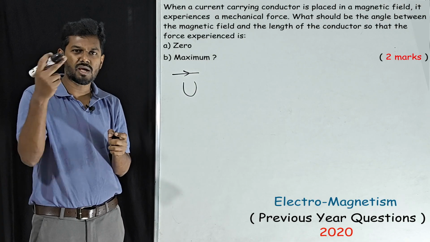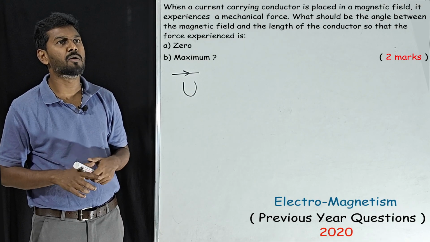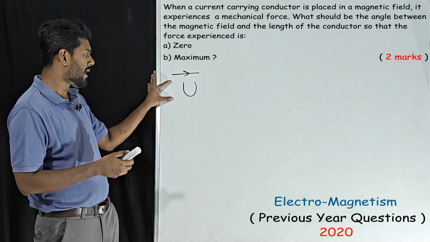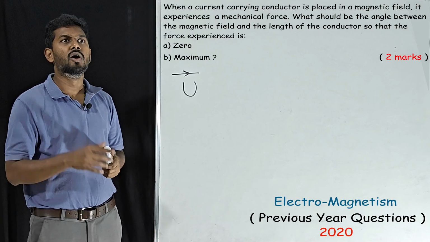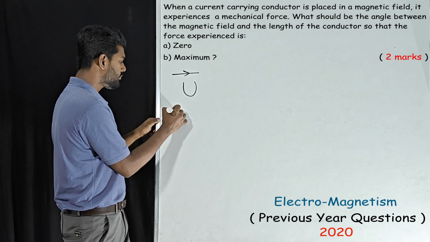That is how DC motor works, correct? So what should be the angle between the magnetic field and the length of the conductor? That means, what is the angle between the magnetic field and the electric field? So that force experienced is 0.